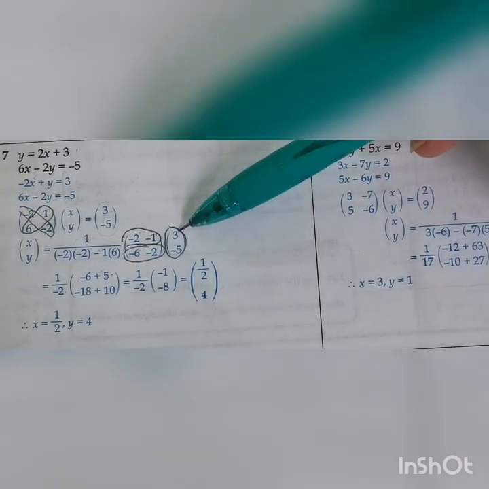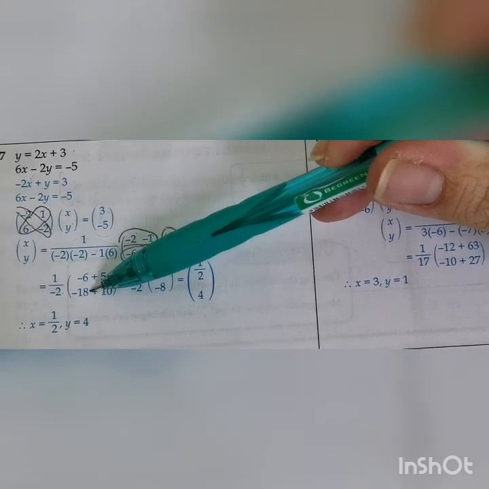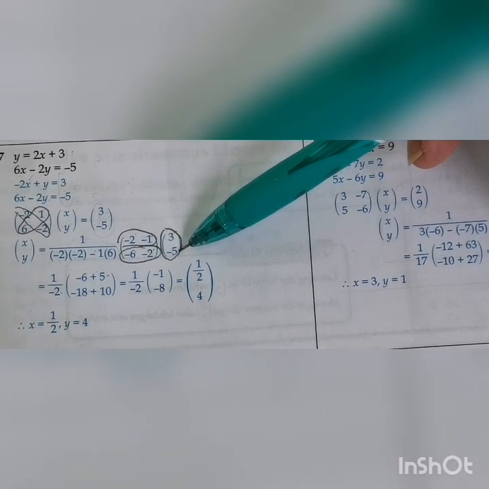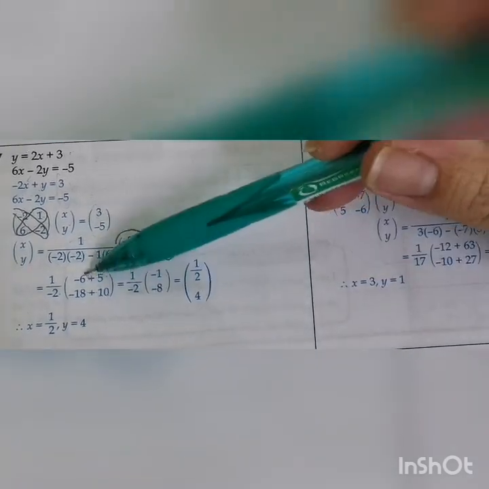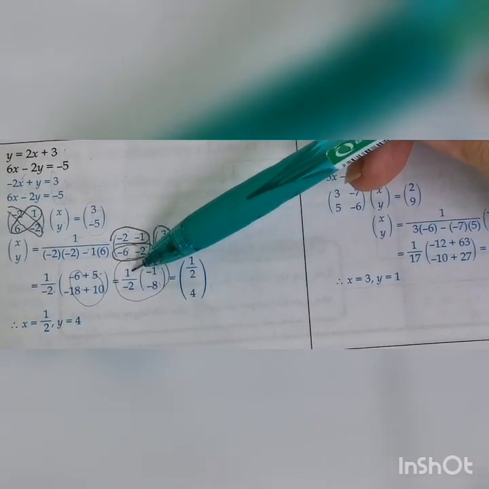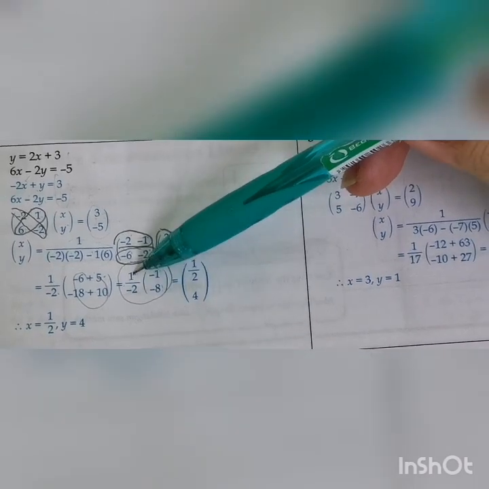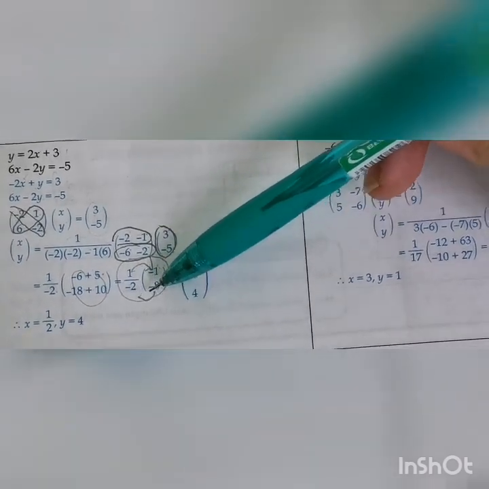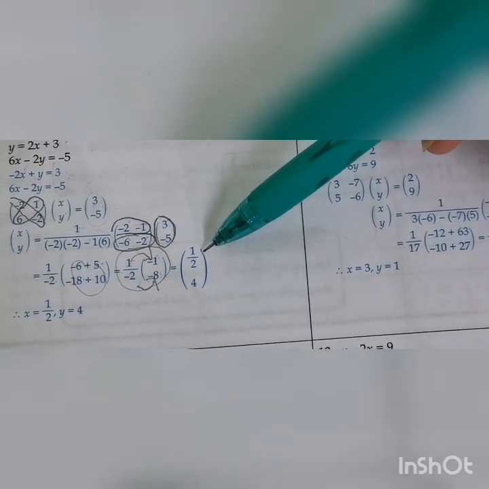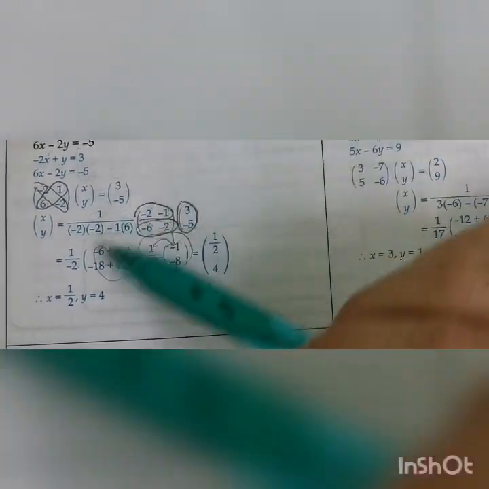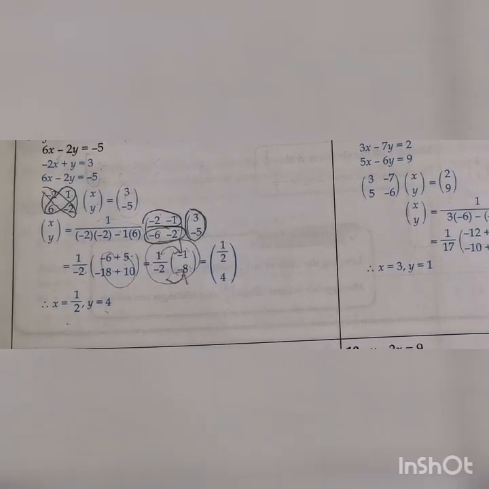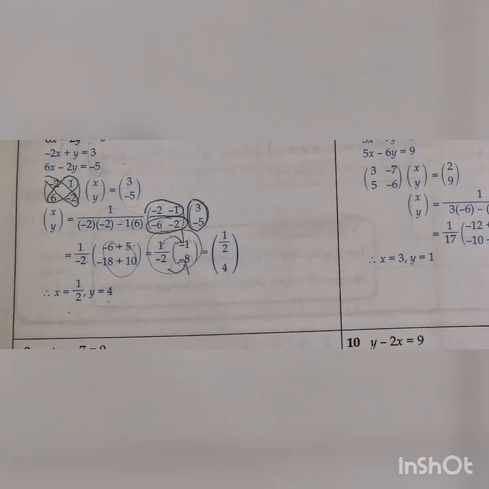Negative 6 times 3, negative 18. In the middle we put plus. Negative 2 times negative 5 is positive 10. After you simplify, you get this one. And then the last one, negative 1 over 2, you need to times inside both numbers. After you times inside and simplify, the final answer is 1 over 2 and 4. Make sure you write down which one is x and which one is y. So this one is solving the equation by using matrix method.